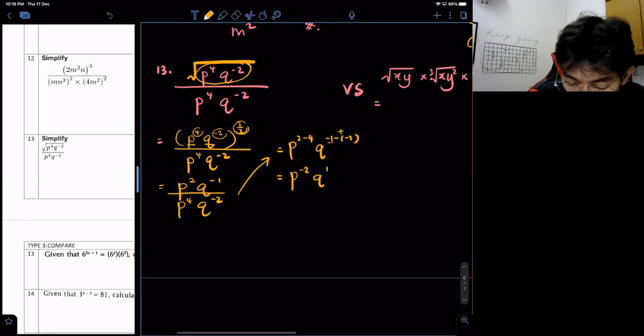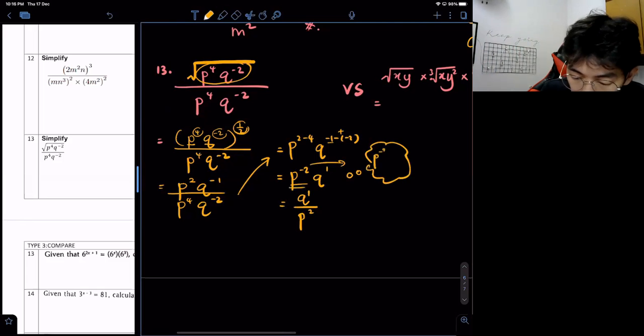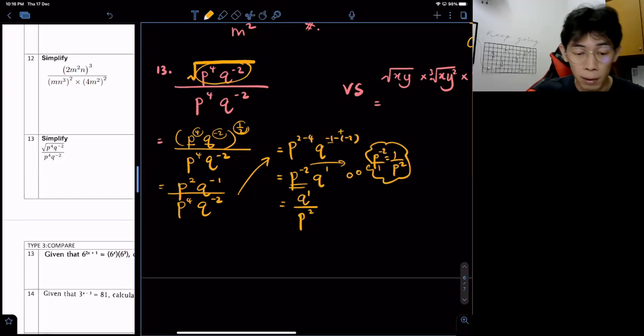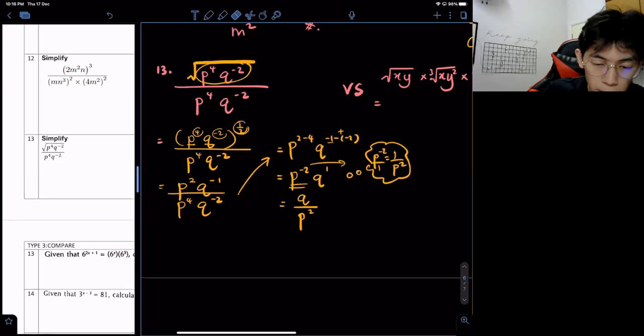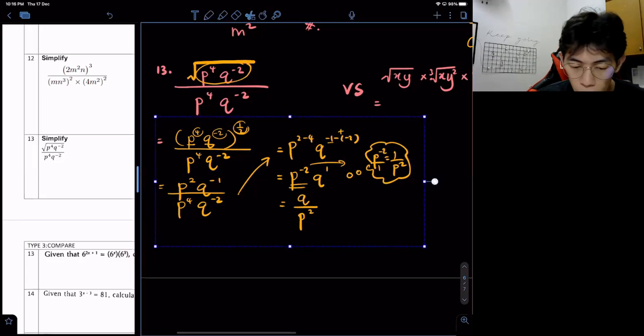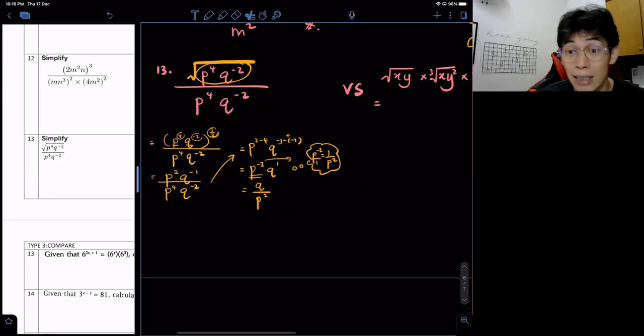So p power -2, you see extra workings here, guys. -1 plus 2, q power 1. So the answer is q power 1 over p squared. This one, p power -2 is 1 over p squared. See that? Then you get the answer already. But remember, in the final answer, don't write the 1. So that's how you solve question 13.